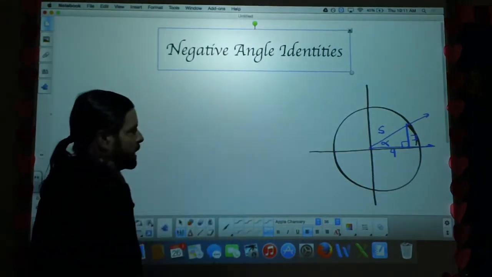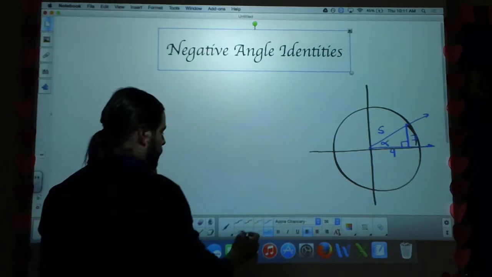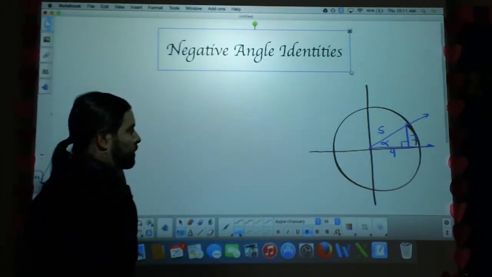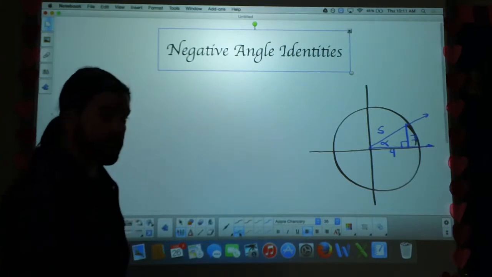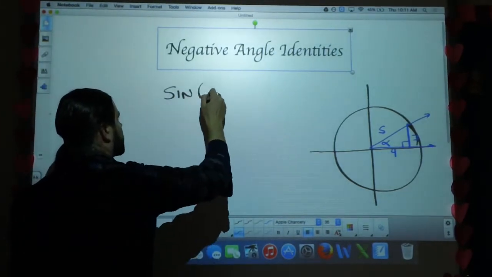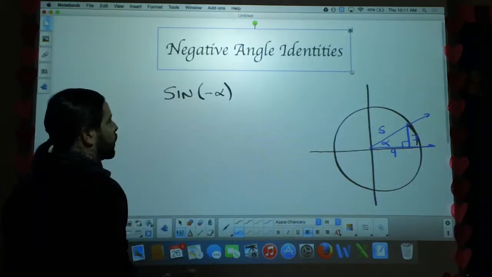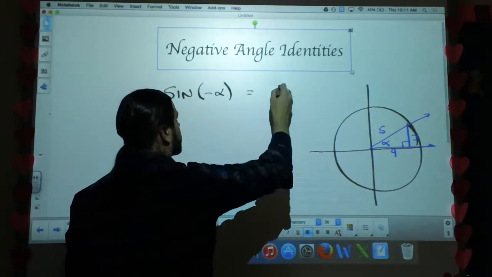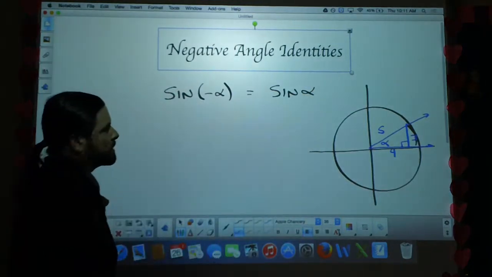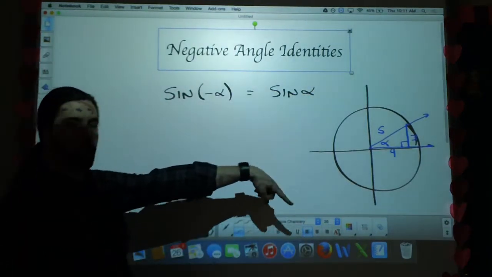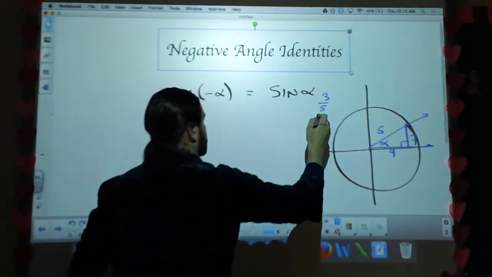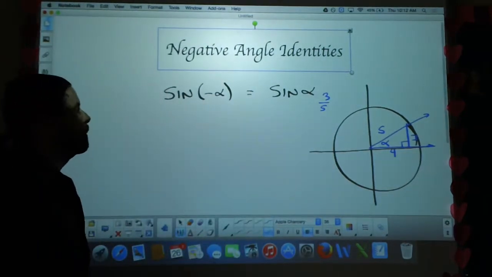So the question is, how does the sine of that angle compare with the sine of a negative angle? They're negative angle identities. So sine of a negative angle. Well, does it equal the sine of the angle? Are they the same? Well, the sine of this angle would be y over r. Would that not be 3/5? Yes, it would.